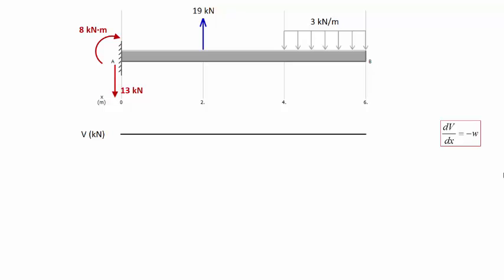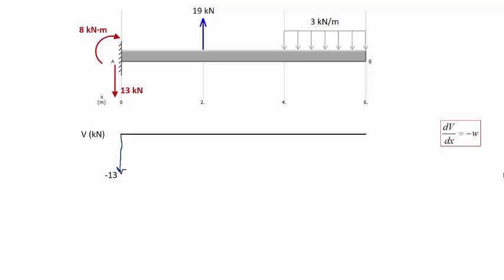A concentrated load always translates into a jump in the shear force diagram. And because it's going downwards, the jump is going to go downwards as well. And therefore, the value of the jump is the value of the force. Since I'm starting from 0, I end up with a value of minus 13 in the shear force diagram.